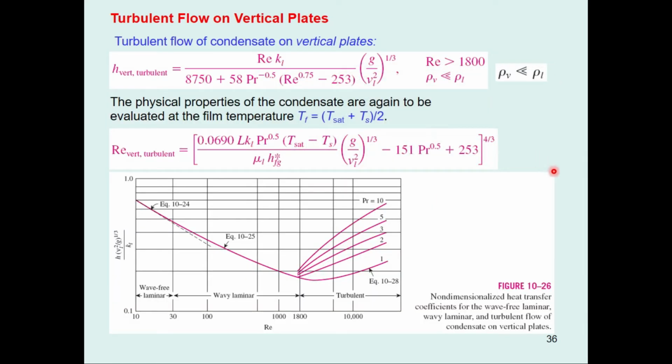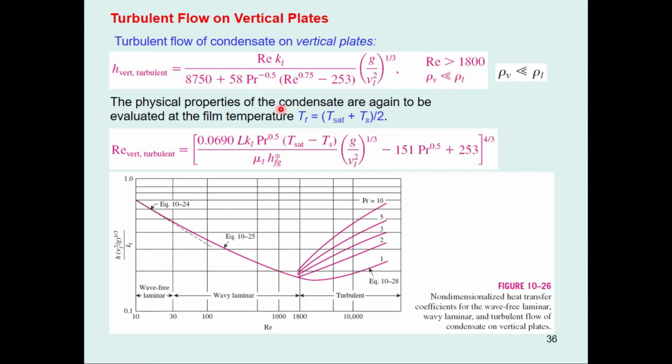For the third region, which is the turbulent flow on vertical plates, here is the formula that can be used to determine the convective heat transfer coefficient, provided that the Reynolds number is higher than 1800.